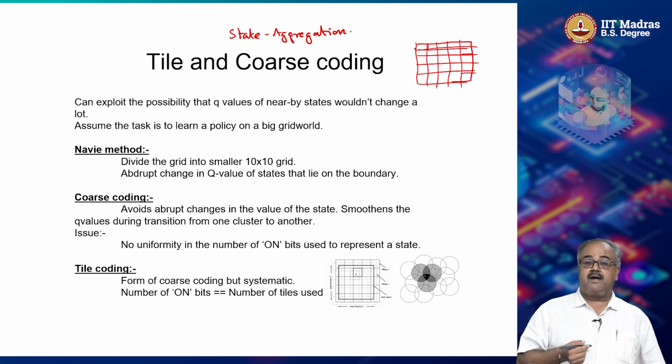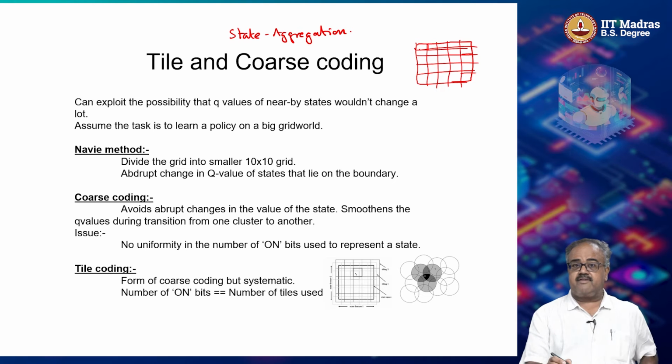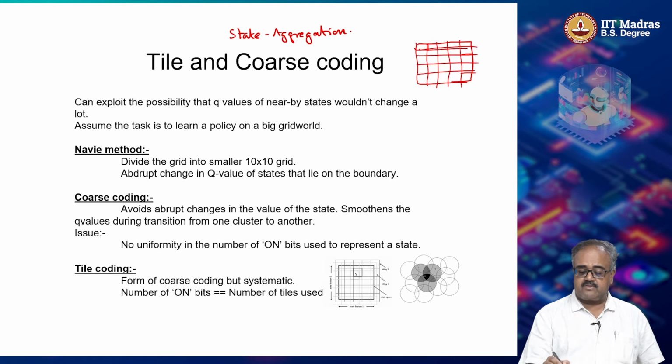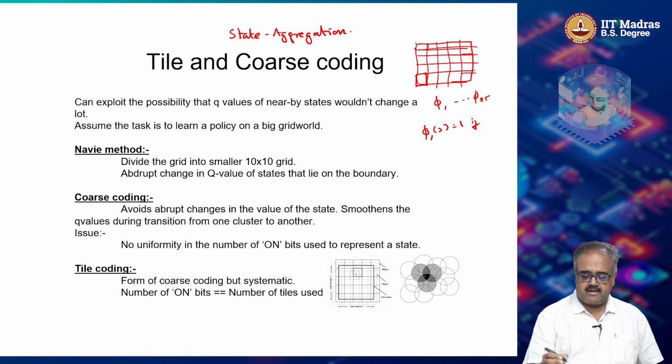And how will I encode this? I am going to have as many components in my phi vector as there are cells here. So there are 25 cells here. So I will have phi 1 to phi 25, and phi 1 of S will be equal to 1 if S belongs to cell 1.